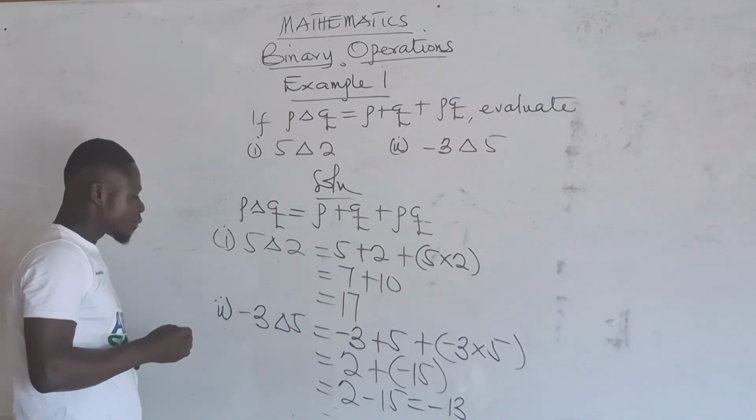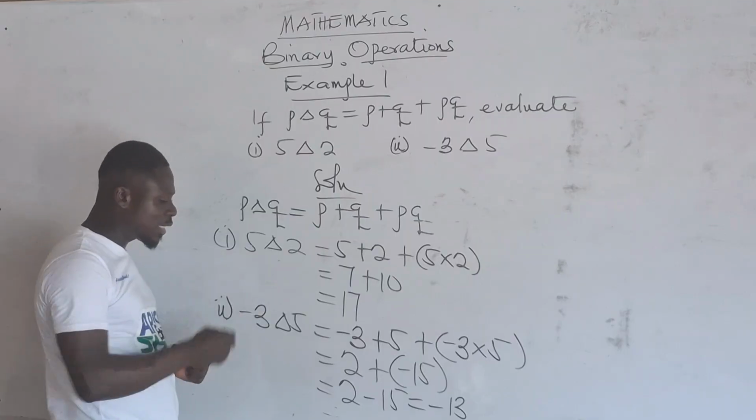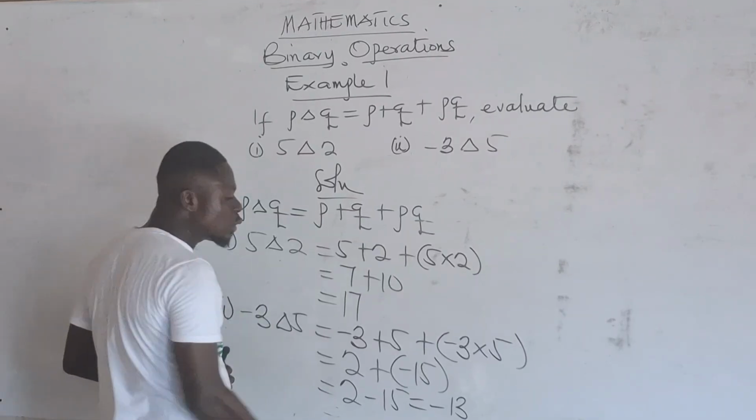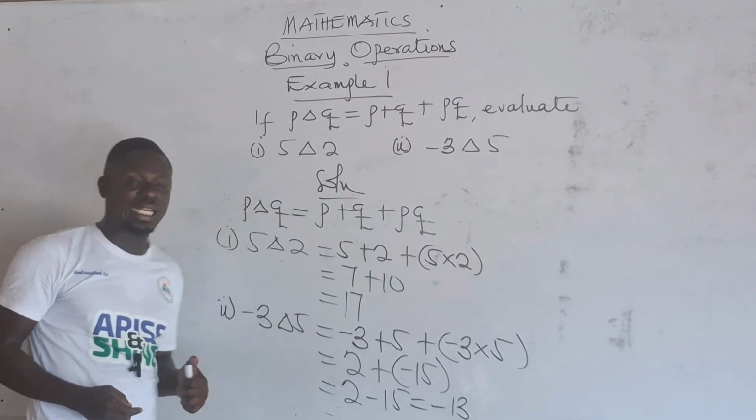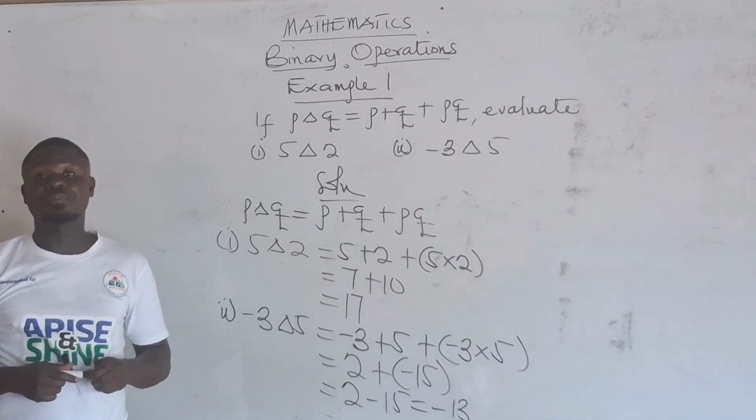It means that after combining -3 and 5 using the operation delta, it has produced an element which is -13. So therefore, delta is a binary operation.